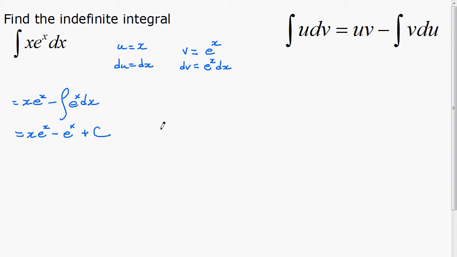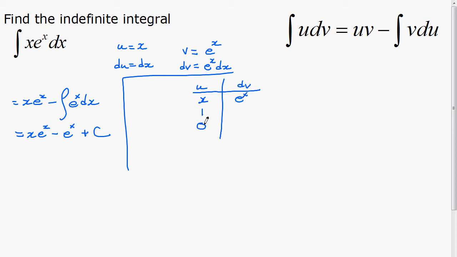This is also a good example of one that could be done with a table. If we started this question by assigning u and dv in table form, we would still choose x and e to the x. Differentiating, we get 1 and 0. Integrating, we get e to the x and e to the x. Our formula is positive then negative, so we're going to go positive, negative, positive, negative, and keep repeating. And we're going to multiply the diagonal terms and integrate the last term.